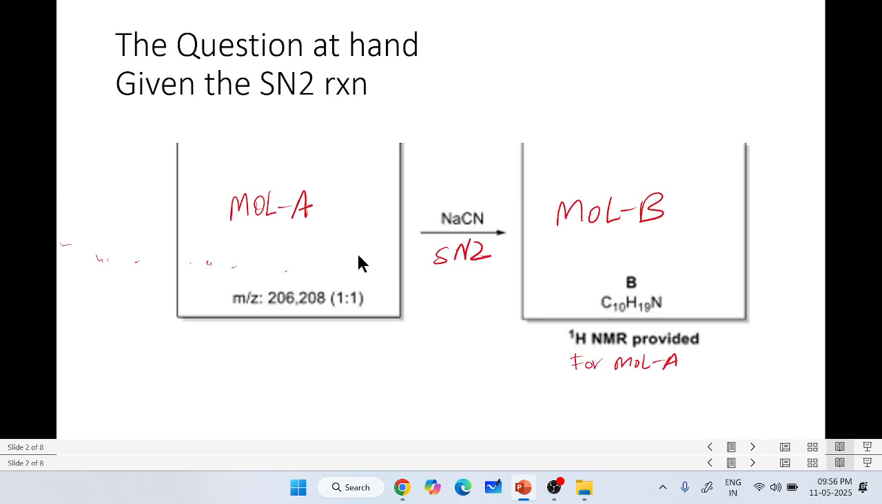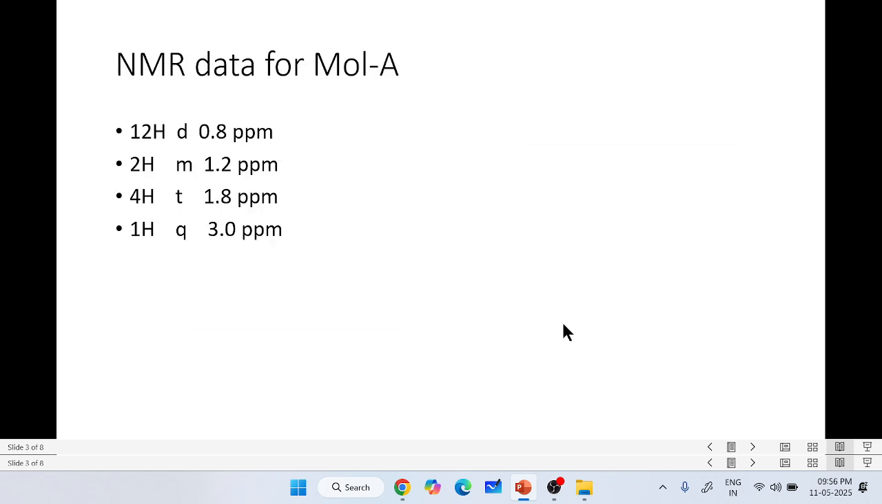Okay, so the question at hand, we are given an SN2 reaction of molecule A reacting with sodium cyanide under SN2 conditions. Molecule A has an m/z mass spectrum peak of 206 and 208, which is the M plus and M plus 2 peak in a 1:1 ratio. It gives you the molecule B on reaction with sodium cyanide, and the 1H NMR is also provided for molecule A.